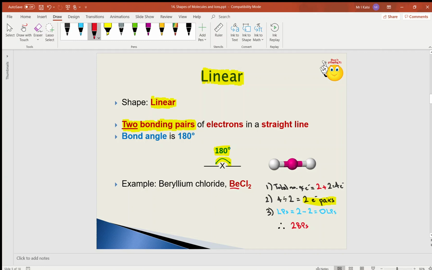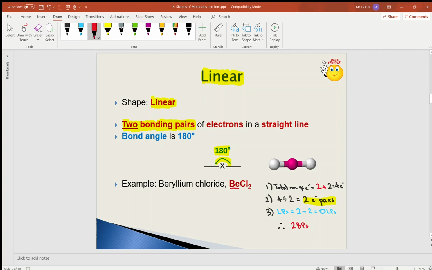There are lots of different combinations that you can get with different shapes, but the crucial thing to remember is, if I've got 2 electron pairs, I have to work out how many of those 2 electron pairs are bonding pairs and how many are lone pairs. Well, if I have no lone pairs, then the 2 electron pairs must be 2 bonding pairs.